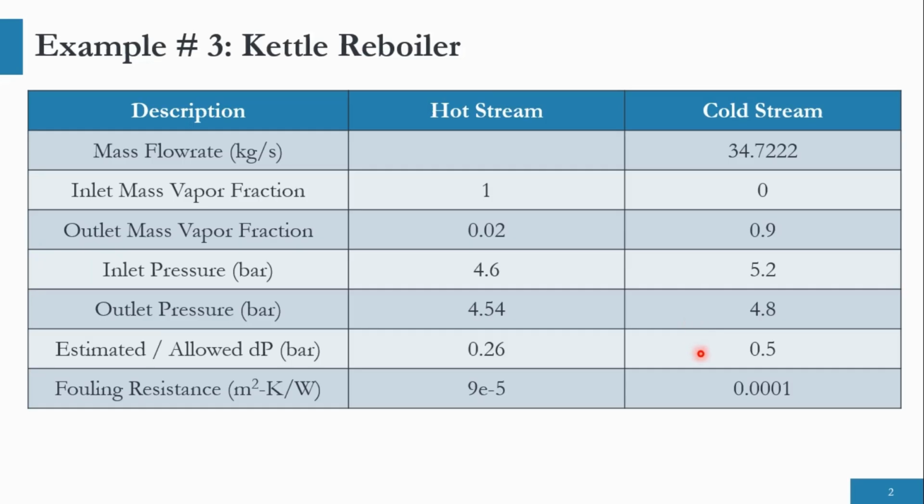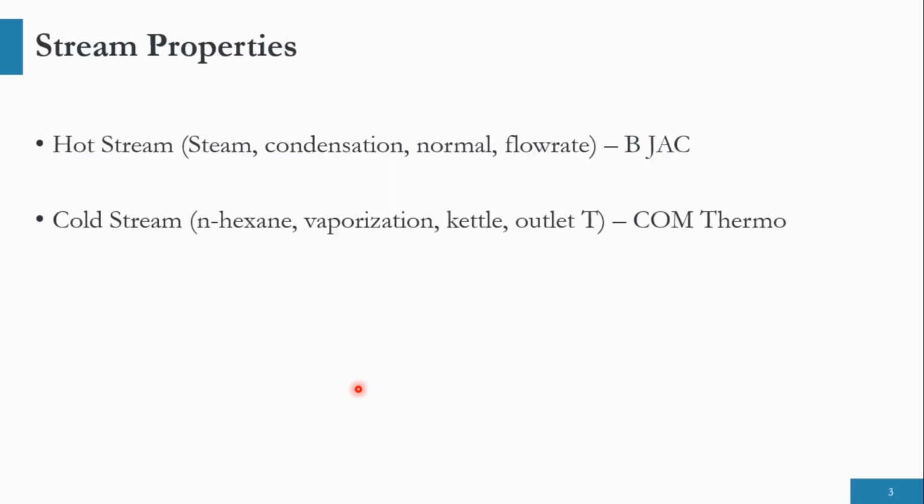The fouling resistance for the hot stream is 9 × 10^-5, while that of the cold stream is 0.0001 square meter Kelvin per watt. For the stream properties, the hot stream is steam, the mode is condensation, normal, flow rate, and I will show it once we go to Aspen Exchanger Design and Rating. We have to use the BJAC model for defining this. For the cold stream, it is n-hexane, which is vaporization, kettle, with outlet temperature as the specification, and COM thermo will be used for it.